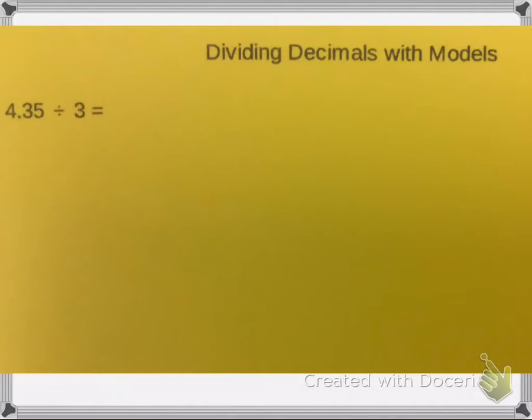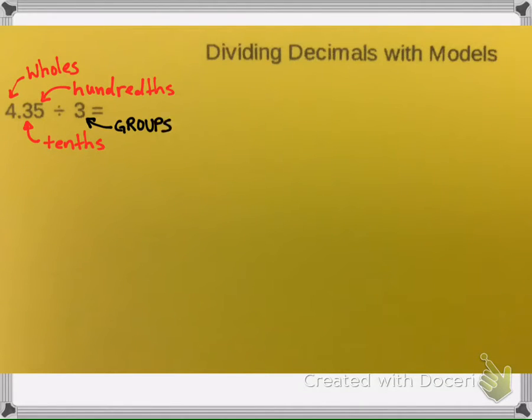Hey guys, this is for dividing decimals with models. So we have the 4 in the dividend, that represents how many wholes we have. The 3 in the dividend represents how many tenths we're going to have. And the 5 represents how many hundredths we'll have. And we need to divide those into 3 equal groups according to our divisor.